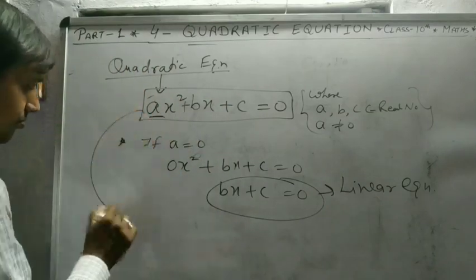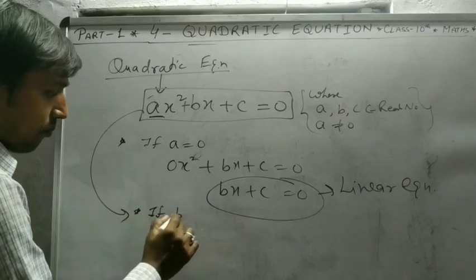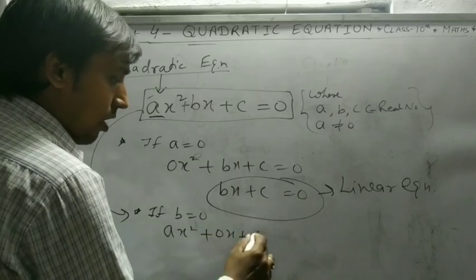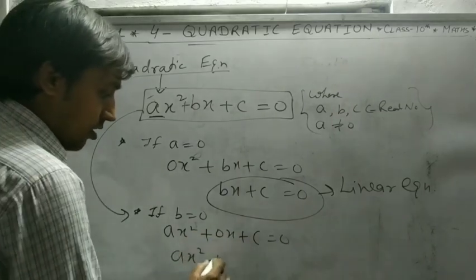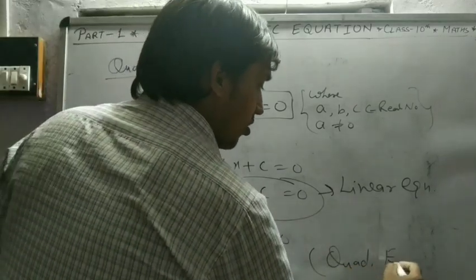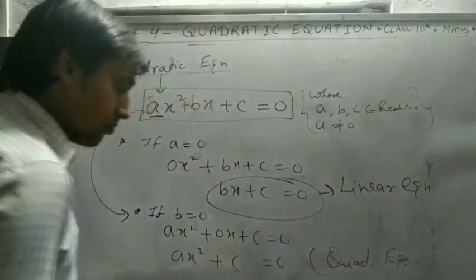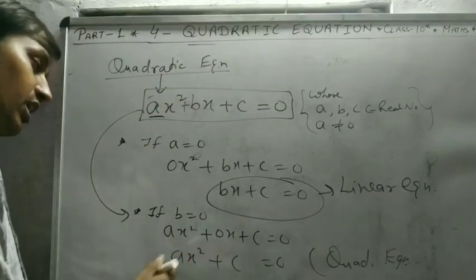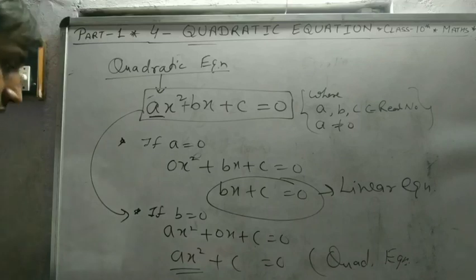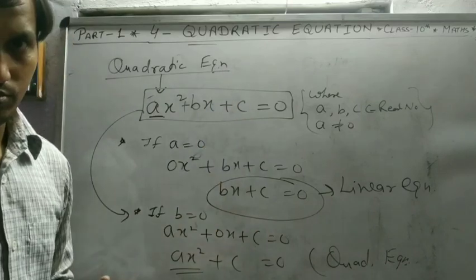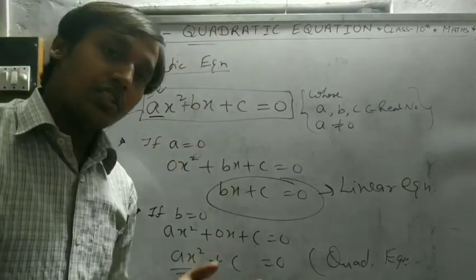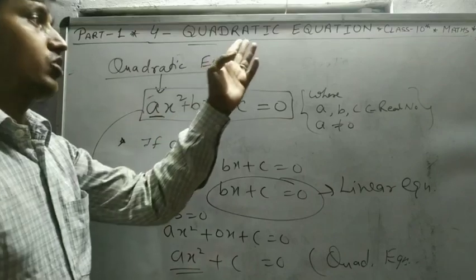Suppose we take b equal to 0, so ax square plus 0x plus c, that is ax square plus c is equal to 0. So this is also a quadratic equation. So no problem with b being 0, or c being 0. It means the maximum power of the equation is 2, so it's a quadratic equation. So what's a quadratic equation? An equation having degree 2 is called a quadratic equation.